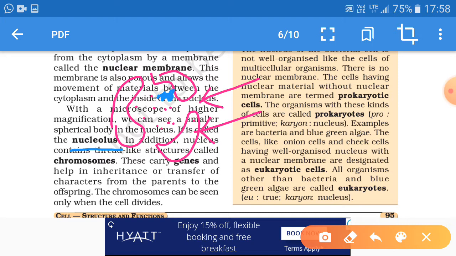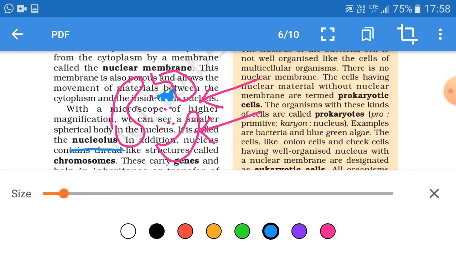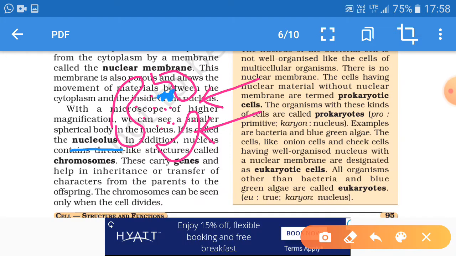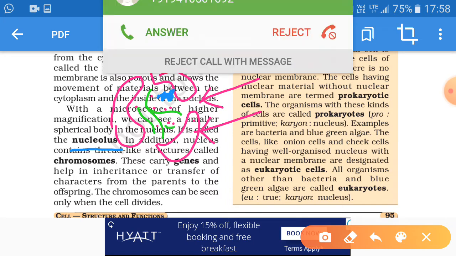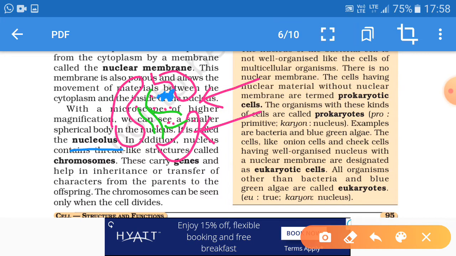Now moving ahead, in the nucleoplasm there is some genetic material. This genetic material is very important, because it is called chromatin, a thread like structure. And this chromatin thread like structure undergoes condensation during cell division. All these threads come closer and become rod like structures called chromosomes.